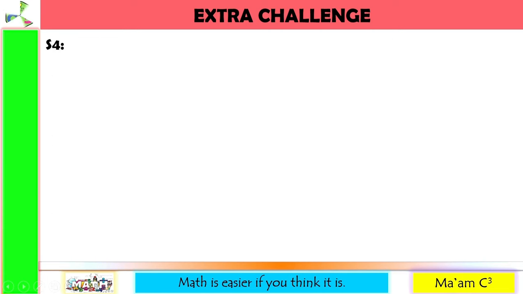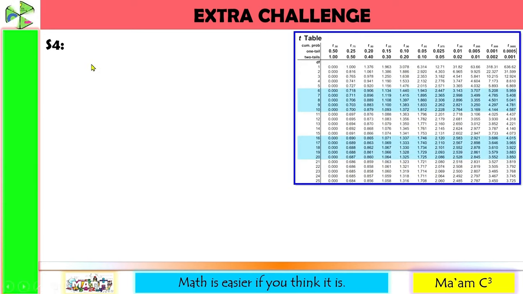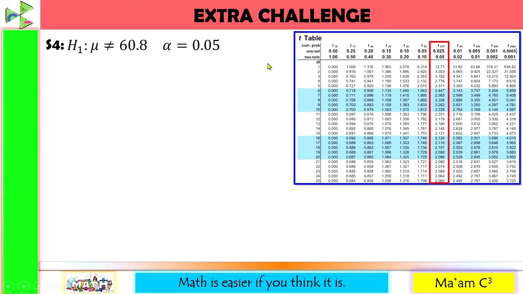Step 4, the regions of rejection and non-rejection. Since we decided to use t-test, let us recall our t-table. Our alternative hypothesis again, mu is not equal to 60.8 and our level of significance is 0.05. Not equal to, this is a two-tailed test at 0.05, so this column. Our sample is 25 minus 1 is 24. This is our degrees of freedom. So the critical value is 2.064.